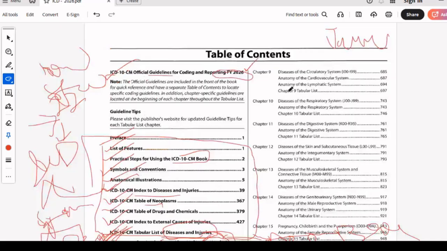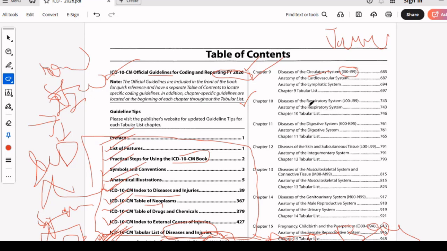And chapter 9 is related to circulatory system, hypertension, heart failure, right? Cardiomyopathy, and we have atrial fibrillations, right? And all these conditions will come under circulatory system, and all circulatory system conditions will start with I00 to I99 categories. And next one we have chapter 10.